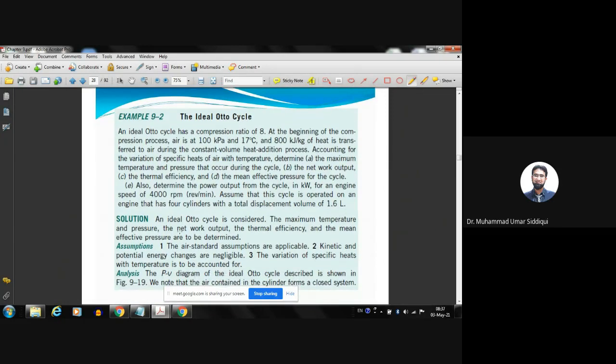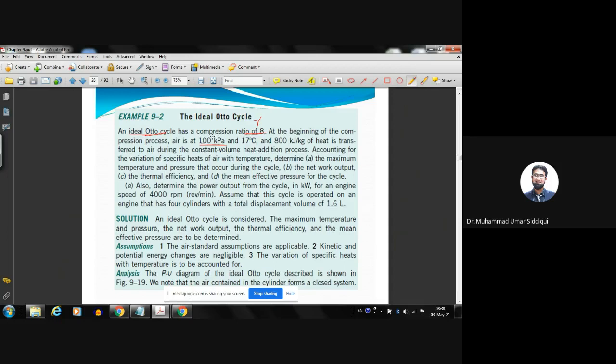Okay, so let's have another problem here. An ideal Otto cycle has a compression ratio of 8. So again, it is an Otto cycle, and the compression ratio is 8. So R is given. At the beginning of the compression process, air is at 100 kilopascal. So this is the point.